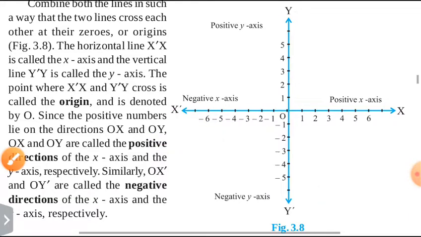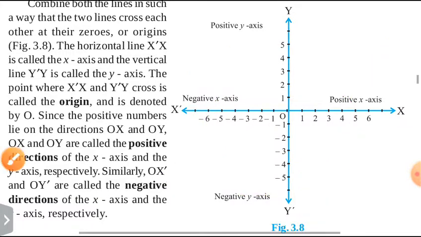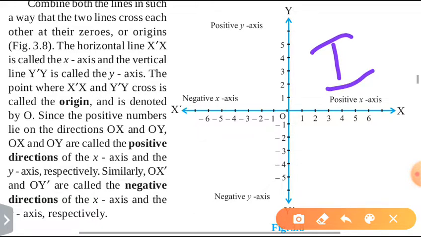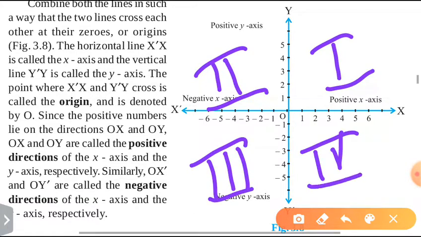You can easily see that these two lines divide the whole Cartesian system into 4 parts, 1, 2, 3 and 4. These 4 parts are known as quadrants. This is the first quadrant, this is the second quadrant, this is the third quadrant, and this is the fourth quadrant.